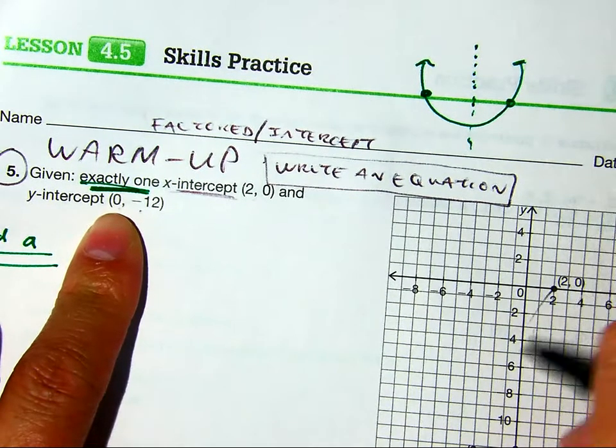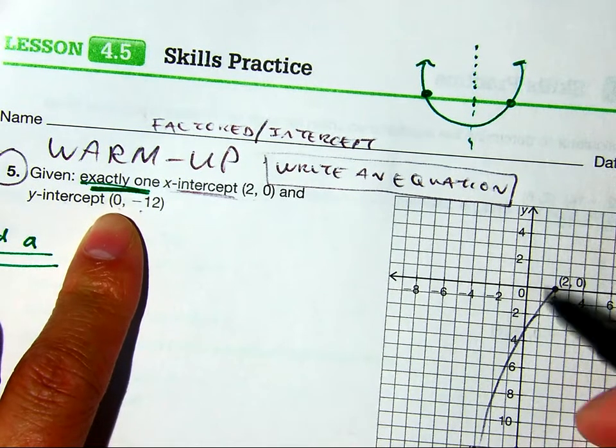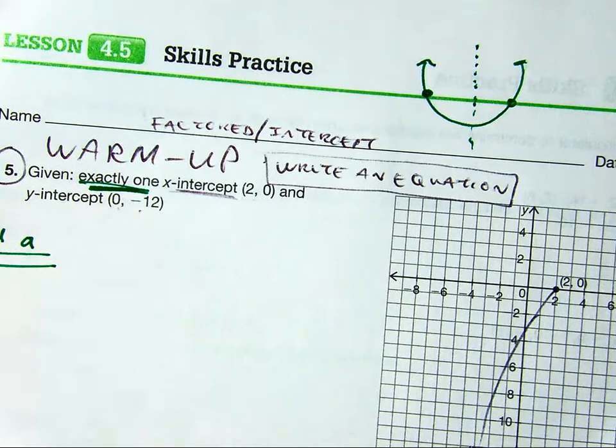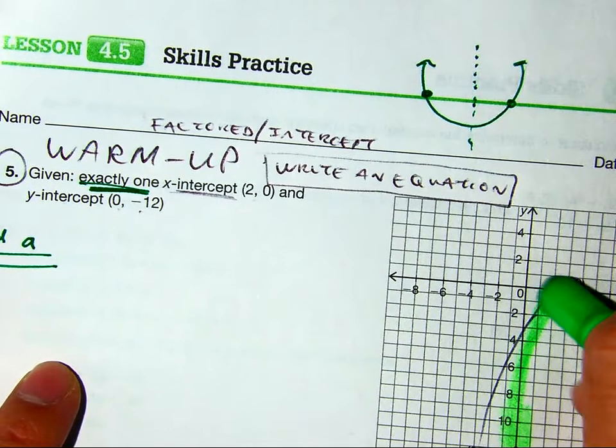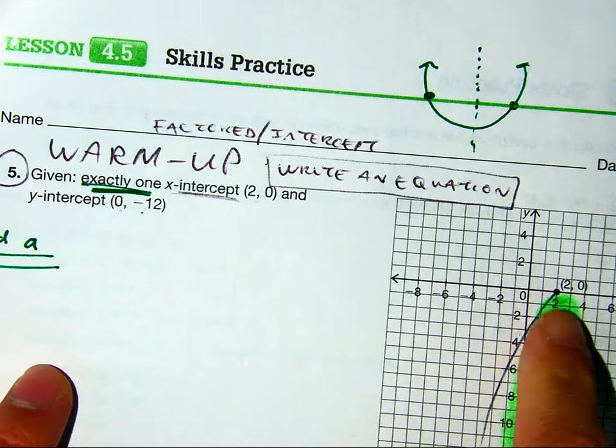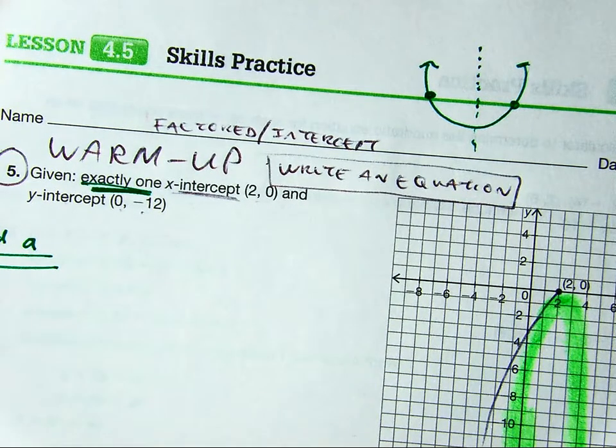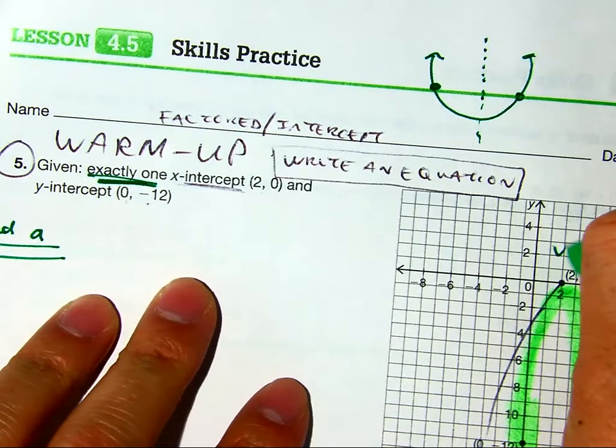So basically what that means is that because there's only one, I missed it. That's okay, just go back. Your x-intercept here actually is your vertex. So let's write that, vertex.